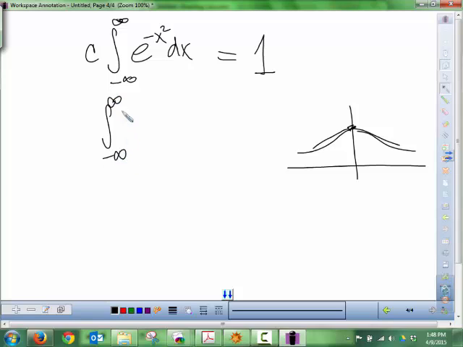People were interested in trying to figure out what this is equal to, so that they can figure out what c should equal. I guess c should equal the reciprocal of this thing. Okay? So this is the problem. We want to look for what this is actually equal to.